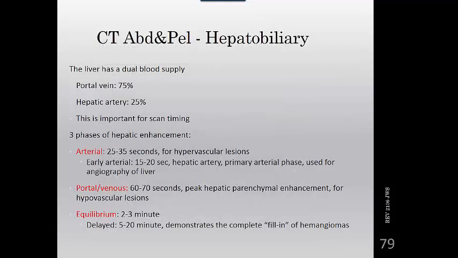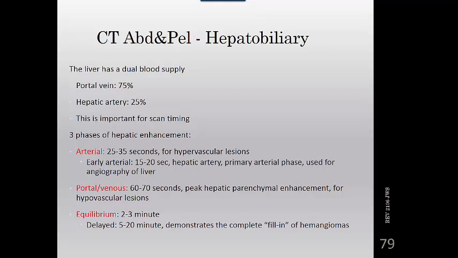One last aspect of scanning the liver is that the liver has a dual blood supply. The portal vein supplies about 75%, and the hepatic artery provides 25%. And this is important for the scan timing when delays or arterial phases are required for that study.